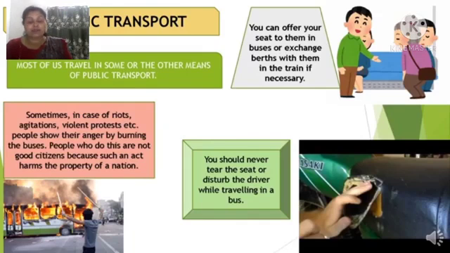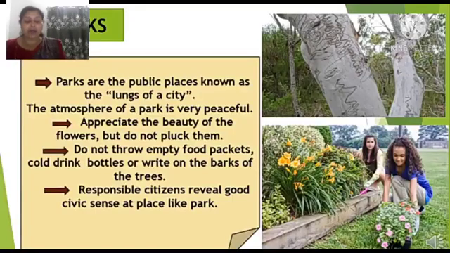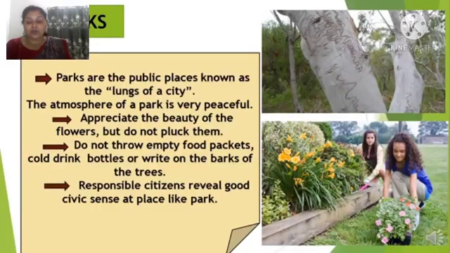Then after, next we go to the park. Many of us have seen a park, isn't it? Some things are here also, but what we are supposed to do and what not, all these things we have to understand. Parks are public places, and are also known as the lawns of a city. The atmosphere of a park is very peaceful. We have to appreciate the beauty of the flowers, but do not pluck them.